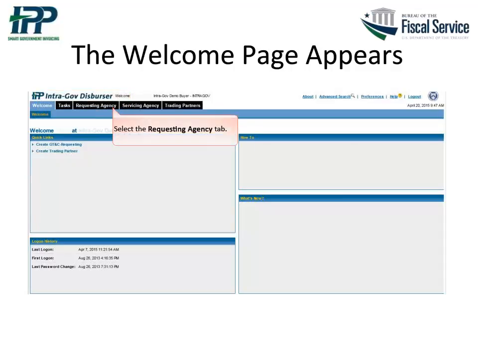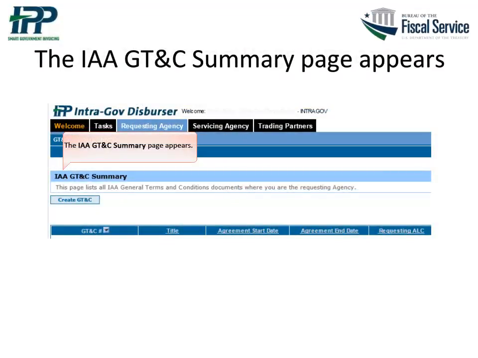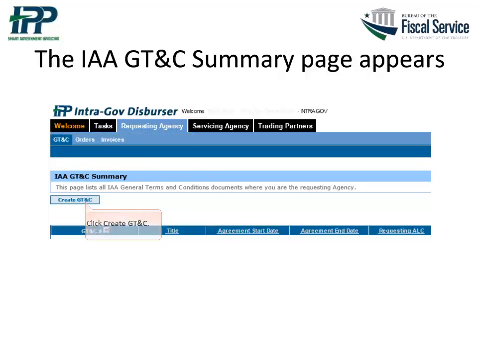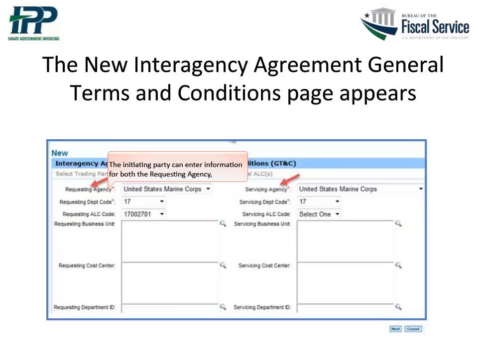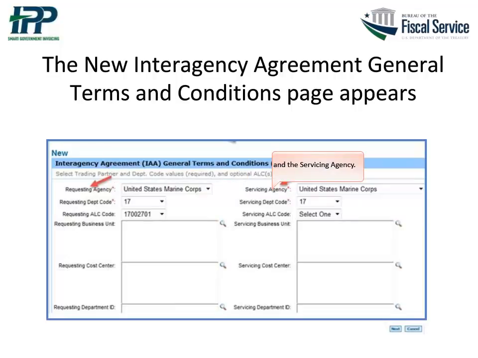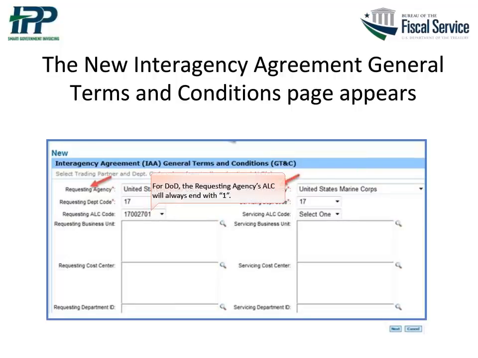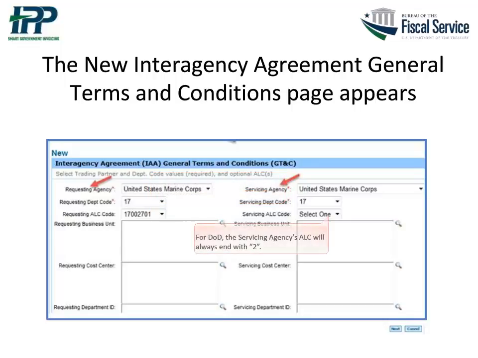Select the Requesting Agency tab. The IAA GT&C Summary page appears. Click Create GT&C. The new Interagency Agreement General Terms and Conditions page appears. The initiating party can enter information for both the requesting agency and the servicing agency. For DoD, the requesting agency's ALC will always end with 1. For DoD, the servicing agency's ALC will always end with 2.